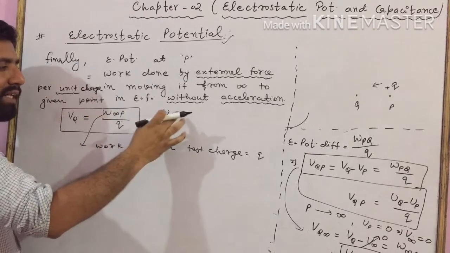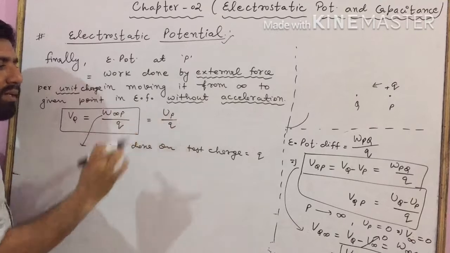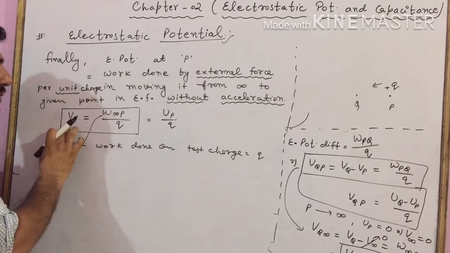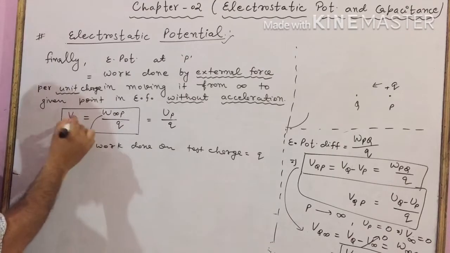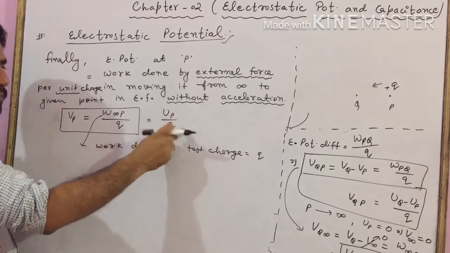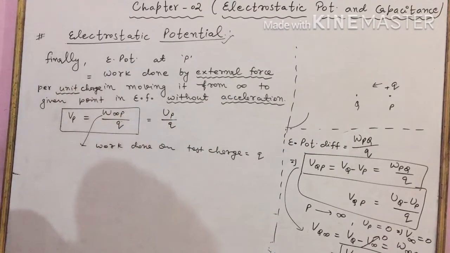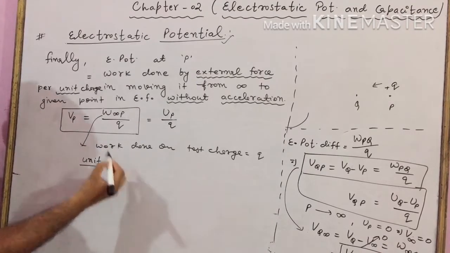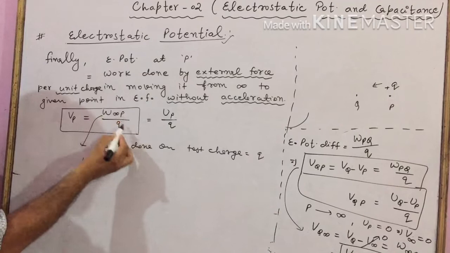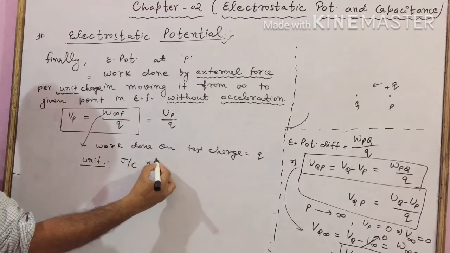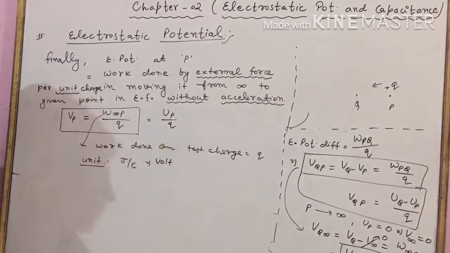So we can also write it as potential energy at the given point, at the point P. So electric potential at a point may also be defined as, this is point P, the potential energy at that point upon the test charge. Now, if we talk about its unit, the unit will be work done upon charge, so that means joule per coulomb, which is also known as volt.